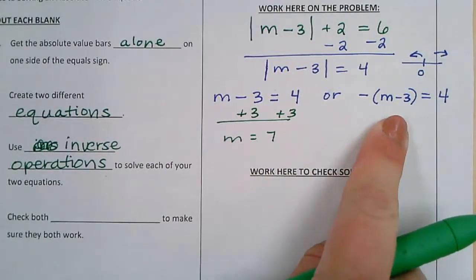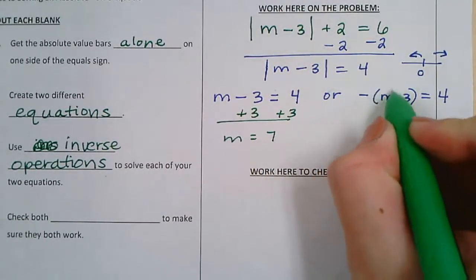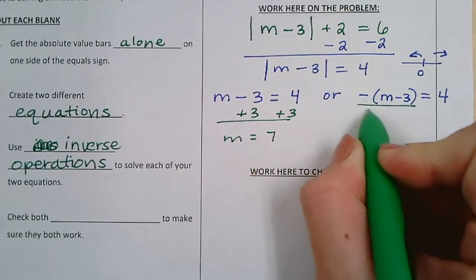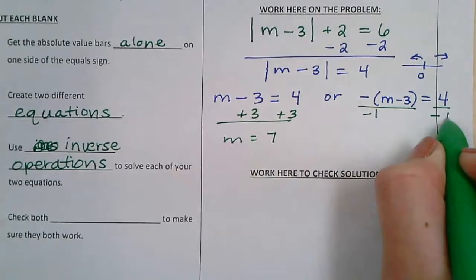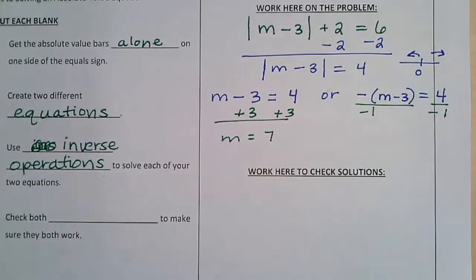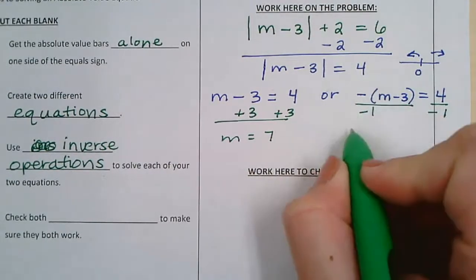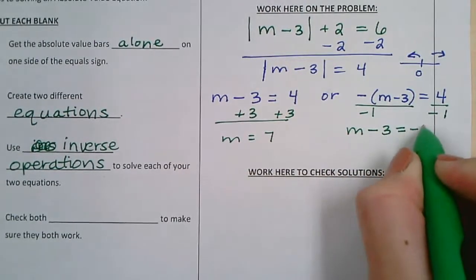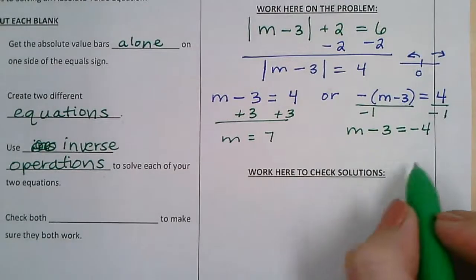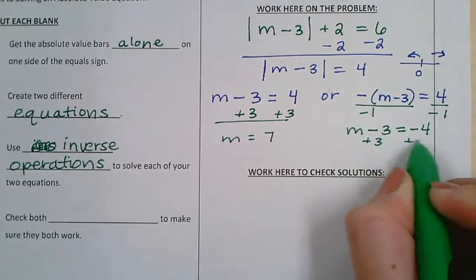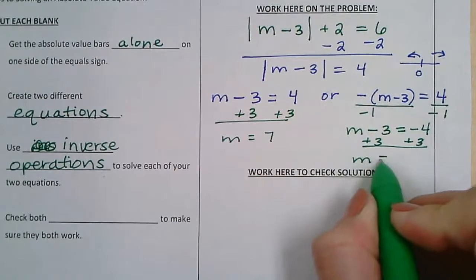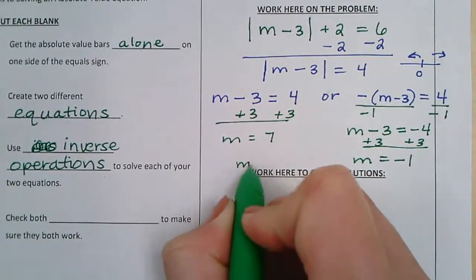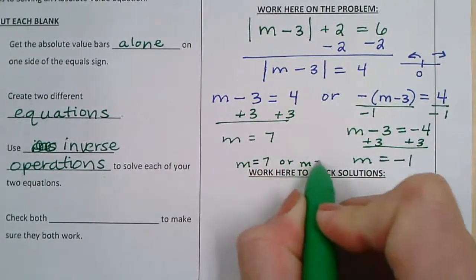Or I have to solve it on this side. You can either distribute your negative sign, or you can divide the negative sign to the other side as negative 1. Either one would be fine. Just remember this negative right here cancels, and I have m minus 3, keeping the quantity the same, equals negative 4. Then finish solving by adding 3 to both sides, and I get m equals negative 1. So my 2 solutions are either m equals 7 or m equals negative 1.